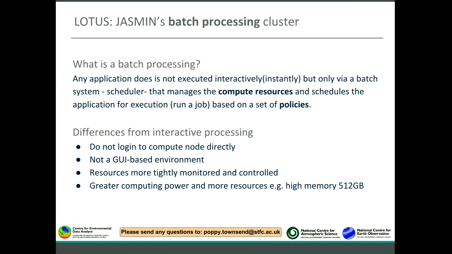So what is the difference between interactive and batch? The difference is that in batch you don't log into the compute node. The communication between you and LOTUS is via a batch system. There are no GUI-based environments on the compute node, and the resources on the compute nodes are tightly controlled and monitored. You have greater power and high memory, but things are all controlled. In the interactive case, for example, there's no control. Everyone is using their own, and sometimes you can cause sci machine crashes because someone was using a lot of multi-threading, which they shouldn't, or a task that uses a lot of memory that can impact others. And as you know, the sci machine's memory is only 32 gigabytes, shared among many users. That just gives you the difference between the two.